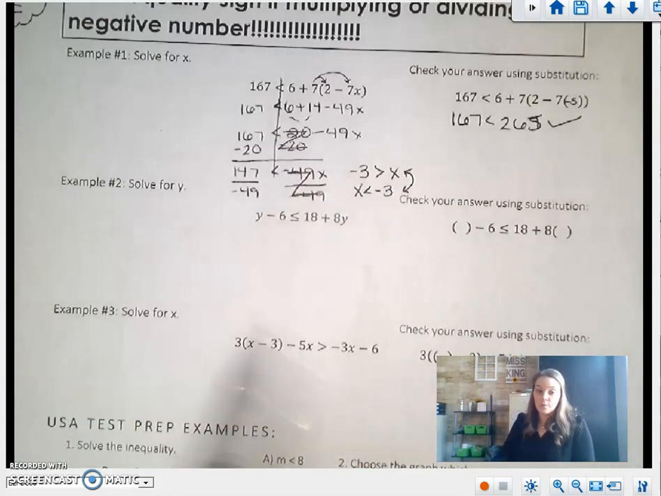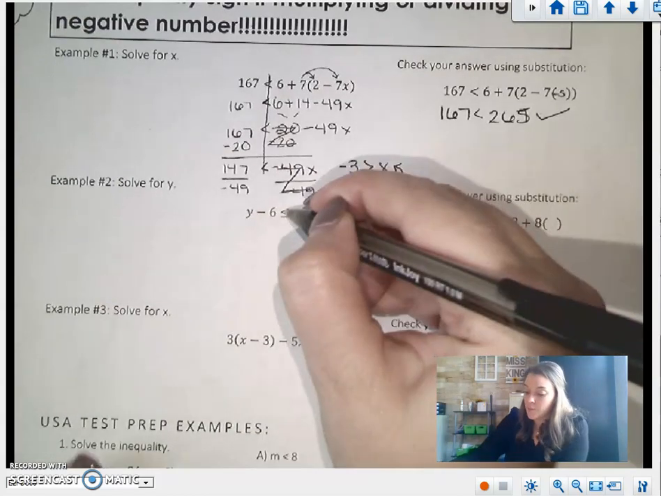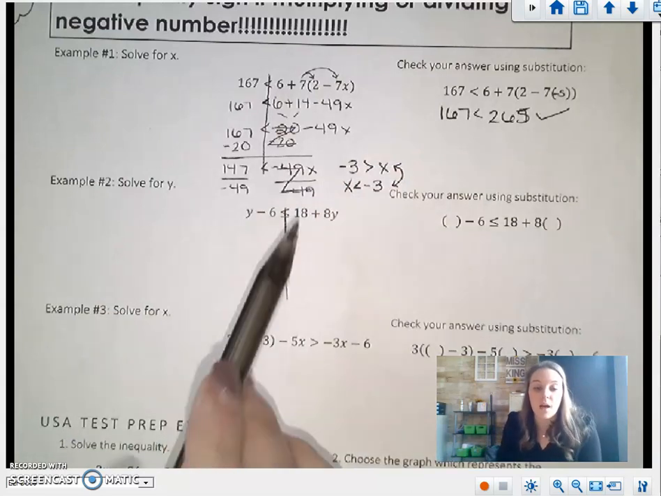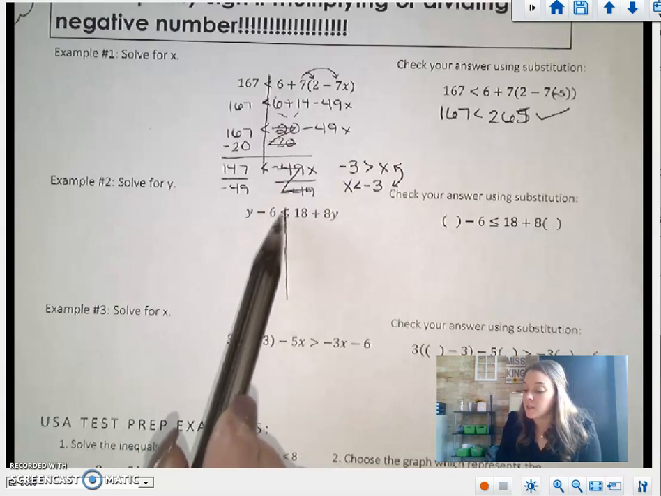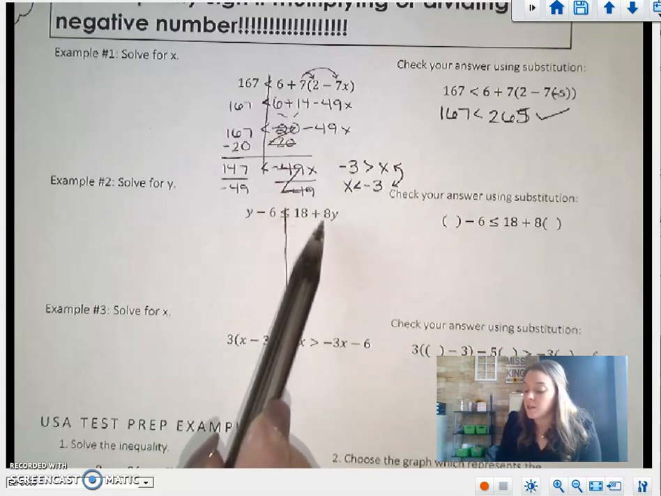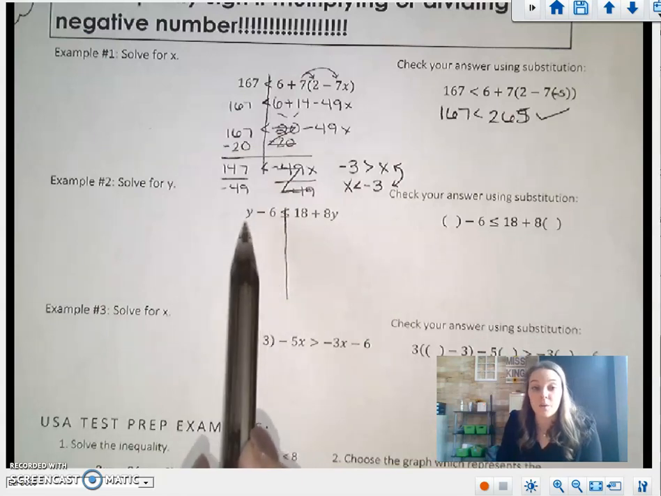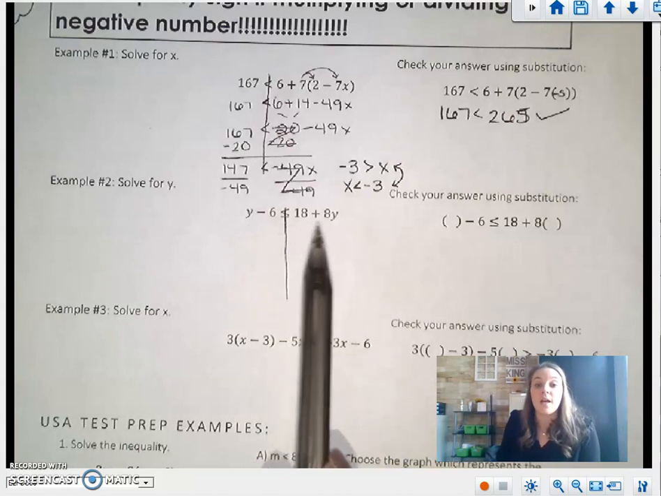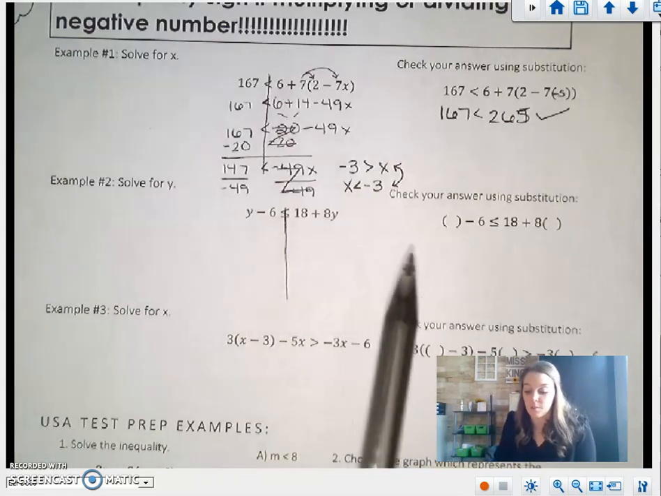Example number 2. We are going to go through this example. It's a little bit less work than the previous example. I'm going to start off by drawing my line down my inequality sign. This time I have a less than or equal to. So I have y minus 6 is less than or equal to 18 plus 8y. Left-hand side cannot be simplified. I have y minus 6, so there's no like terms to combine. 18 plus 8y cannot be simplified. I have no like terms to combine over here.